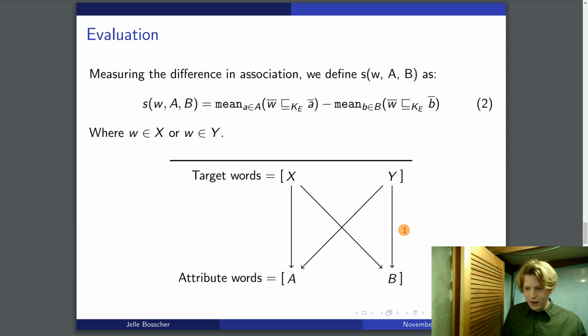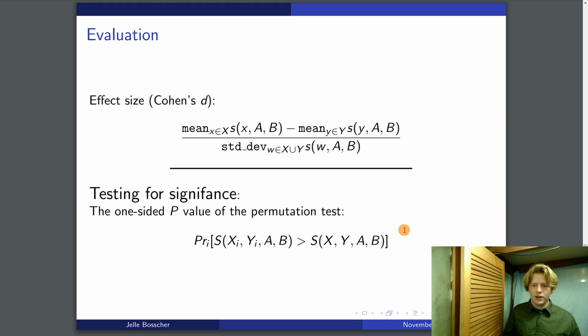If we have this measure, we can put that together and derive the effect size of the KE by taking S not for only one word in the target set, but for all the words, and then we do the same for Y. Then we subtract the difference in mean, and we normalize. This is then called the effect size, and this is analogous to how the WEAT does it.